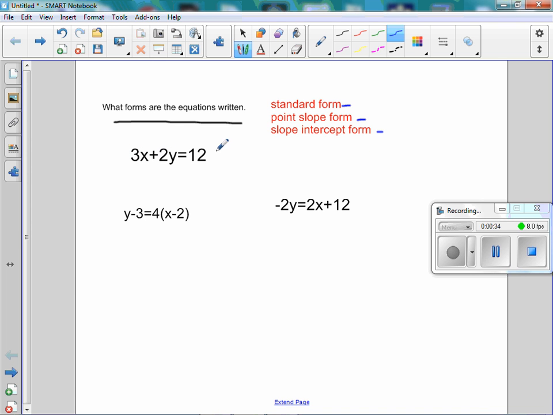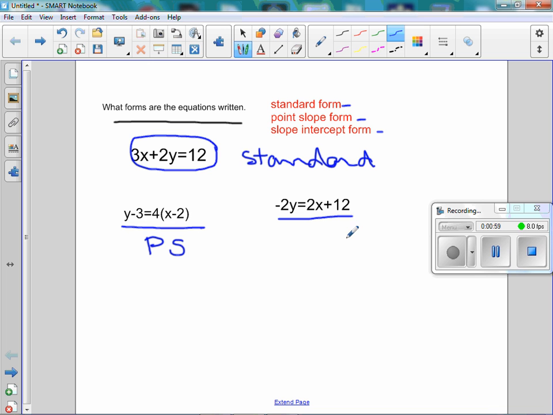So think about it. What form is this one? This one is standard form. This one's standard. Okay, so this one is point slope. PS, point slope. This one, is this a form at all? Is this y equals? No, it's not standard because the x and y aren't on the same side. So that one would be just no form. No form at all. Doesn't mean anything.